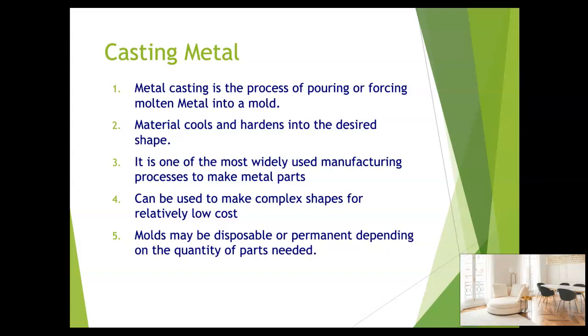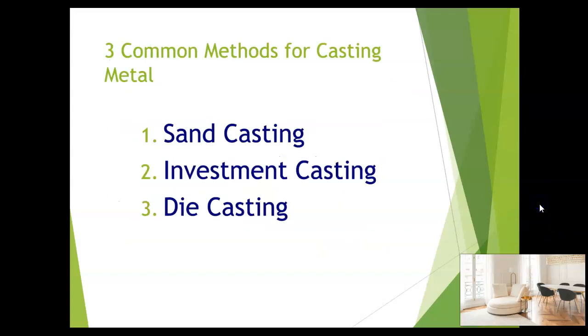methods to make these. These molds are disposable or permanent. That usually depends on the quantity of the parts that are needed. So we're going to talk about three different types of molds here and whether they're disposable or permanent as we go. All right, so here are the three most common methods for casting metal: sand casting, investment casting, and die casting. And we're talking a little bit about each of these particular items.